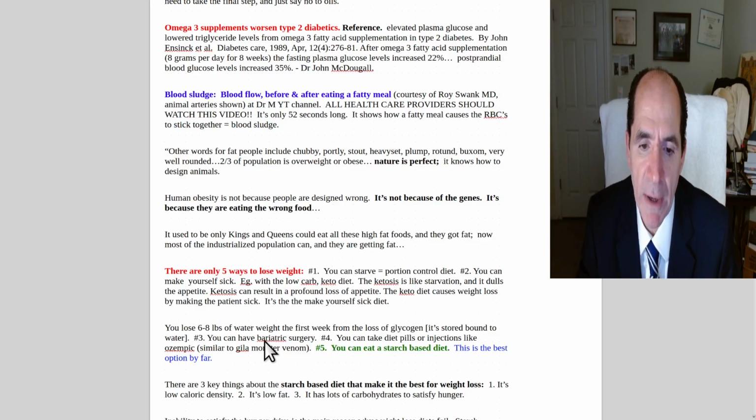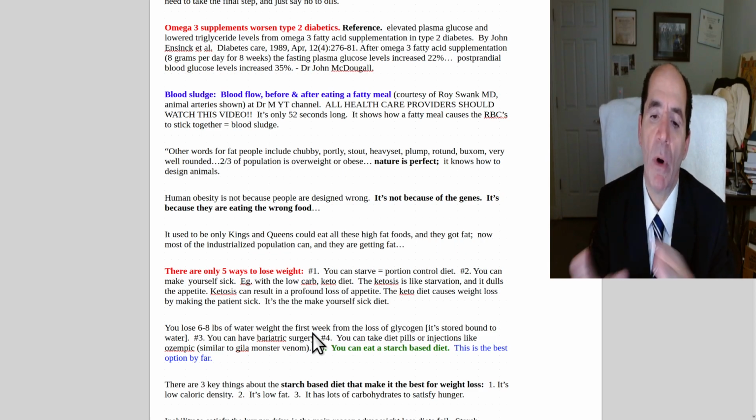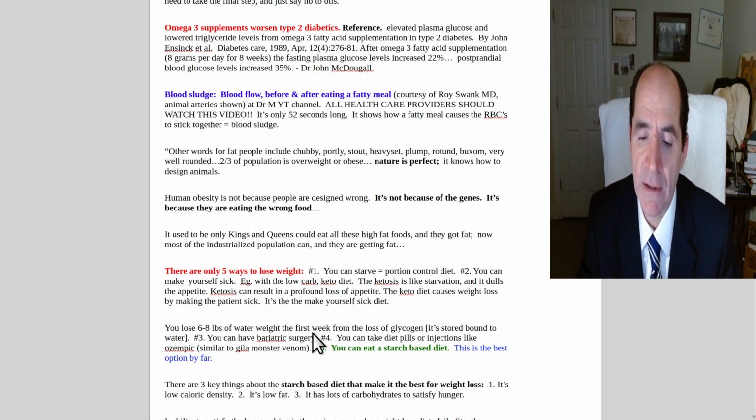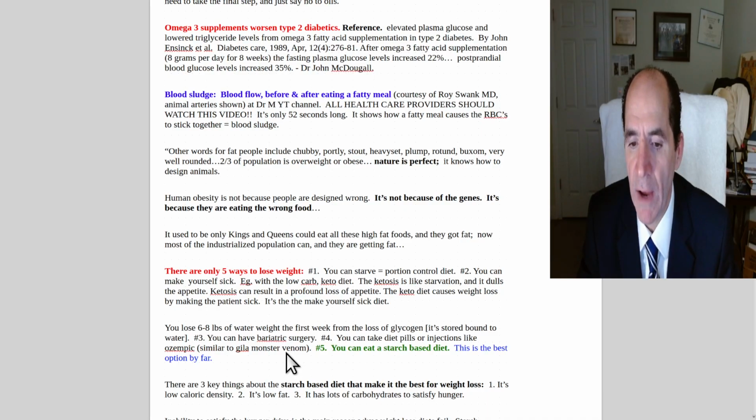You can lose 6 to 8 pounds of water weight the first week just from the loss of glycogen. Glycogen is stored bound to water. Okay, that's unlike fat that's stored in a hydrophobic environment. Number 3, way to lose weight, you can have bariatric surgery. Number 4, you can take diet pills or injections. Number 5, you can eat a starch-based diet, and that's the best option by far for losing weight.